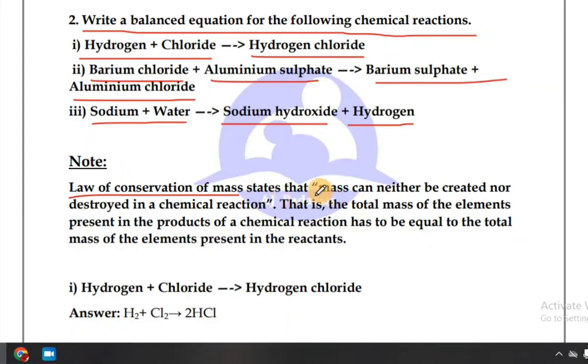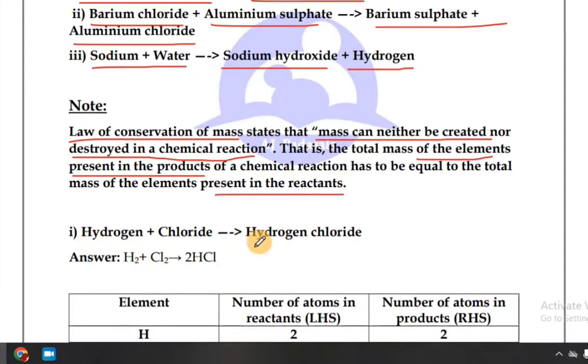This law states that mass can neither be created nor be destroyed in a chemical reaction. It means that how much mass of elements that we are taking in the reactant side must be equal to the mass of the elements that are present in the product side after a chemical reaction. So, before we try to balance the given chemical equation, first we should know what is law of conservation of mass. By keeping this in our brain, we should try to balance the given chemical reaction.